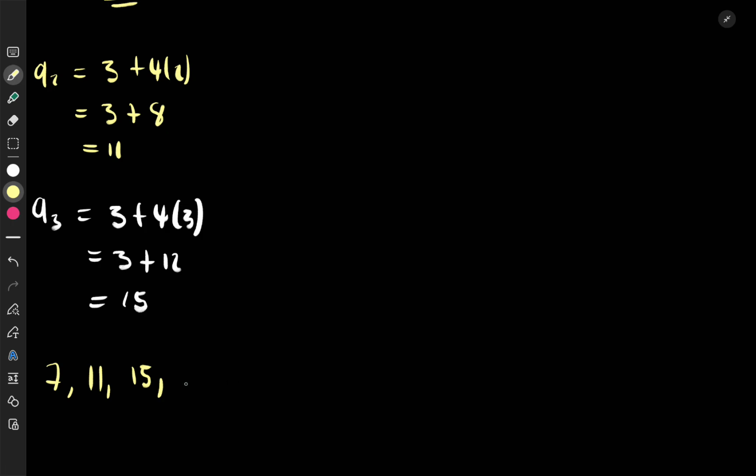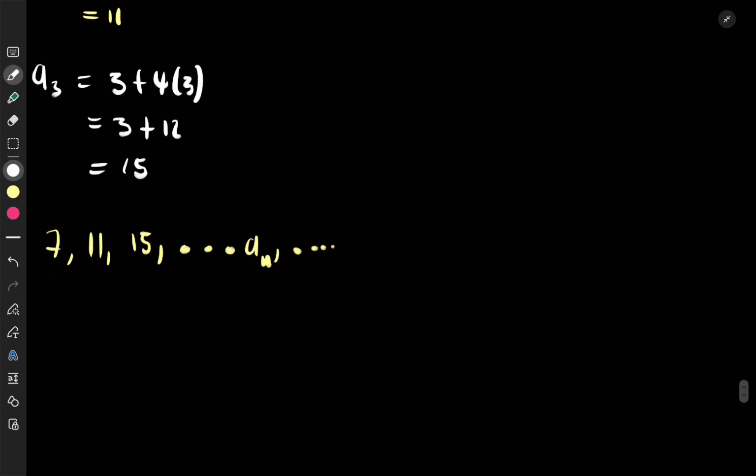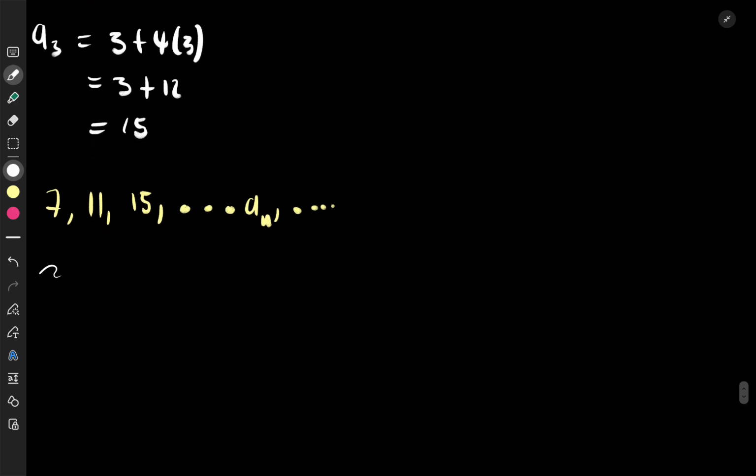This is going to be an AP, okay? It keeps going on, and we can say it reaches AN. And this is an arithmetic progression. And how do we show that? We can say that A is equal to 7, and D is going to be equal to 11 minus 7, which is 4. It is the same difference again, because 15 minus 11 also gives you 4. So you show that this formula definitely makes an arithmetic progression.